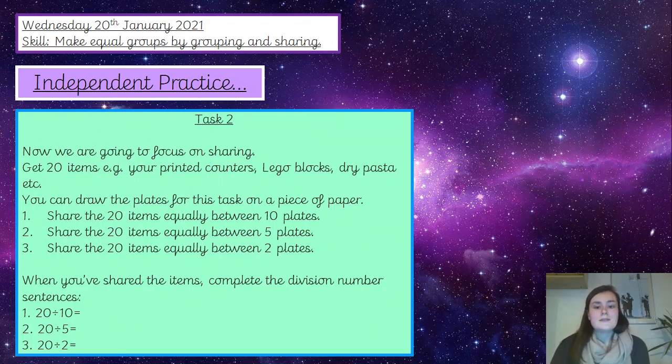Okay, so much like we did with task 1, you're going to have a go practically with your objects and then write your number sentences into your book. So we're going to focus on sharing this time. So you've got your 20 items again, whatever it is that you're using today.